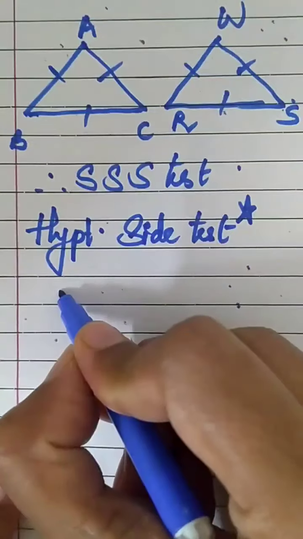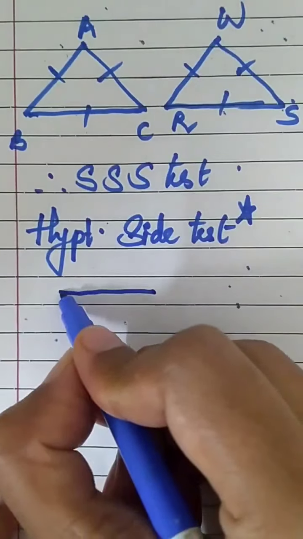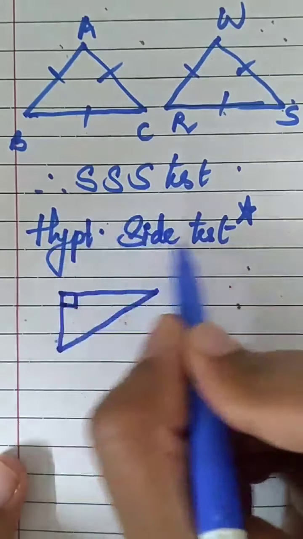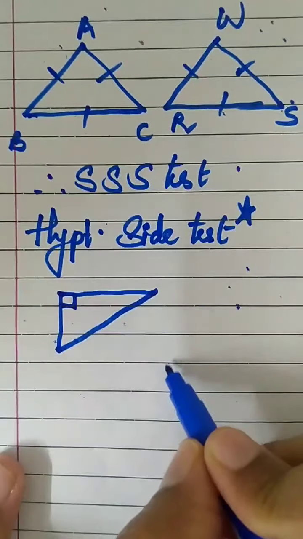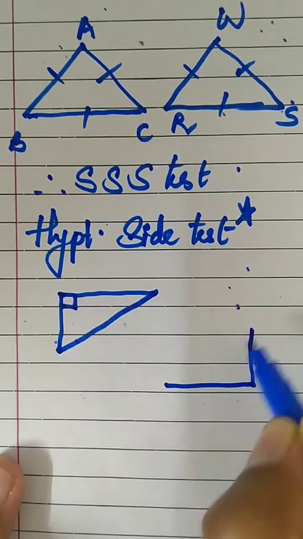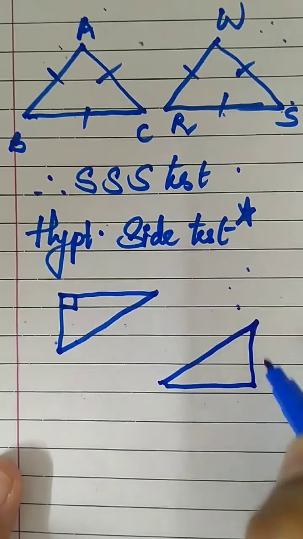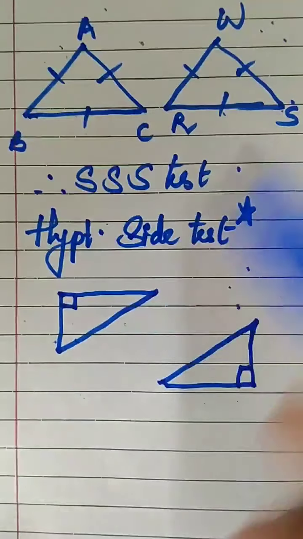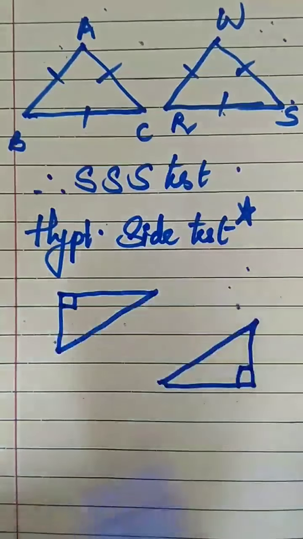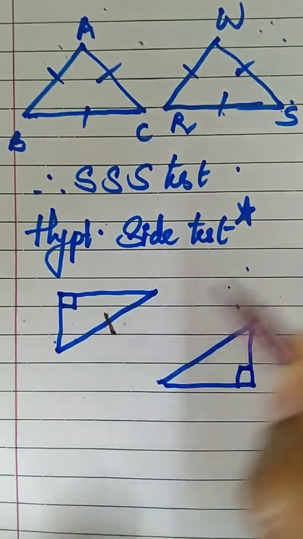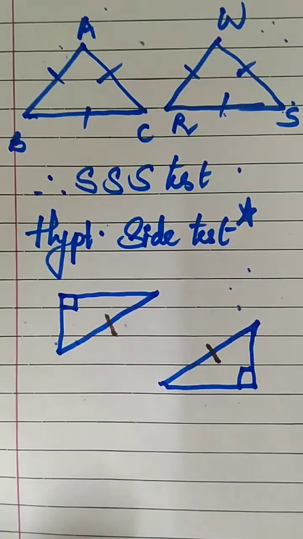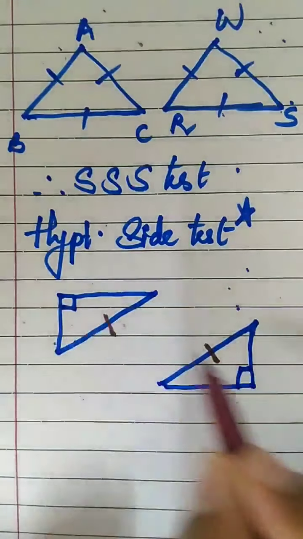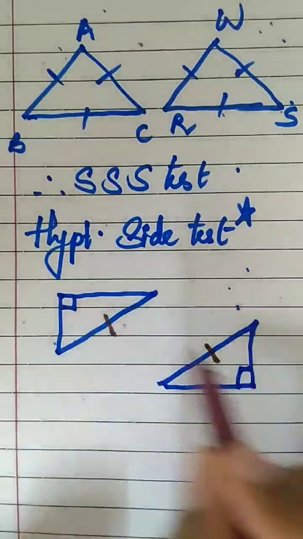Always remember, if you have a right angled triangle given, you should first test for hypotenuse side test. If you have two triangles given and both the triangles are right angled triangles, first you should test for hypotenuse side test. In hypotenuse side test, the hypotenuse of one triangle will be congruent to the hypotenuse of the other triangle. And one angle we already got, both are 90 degrees.